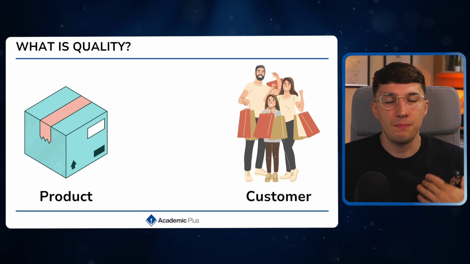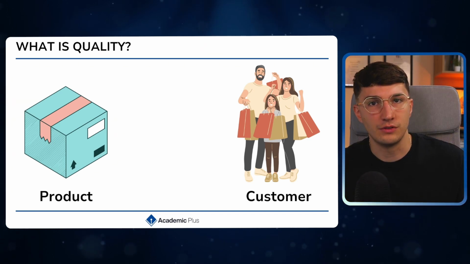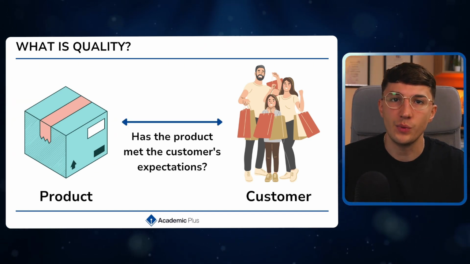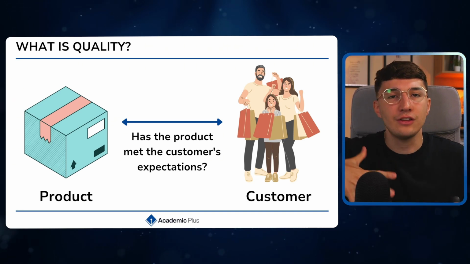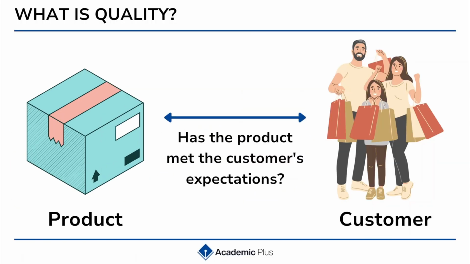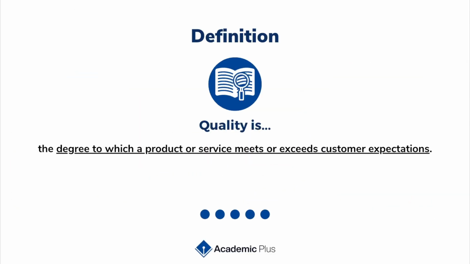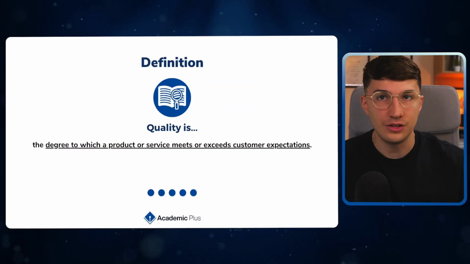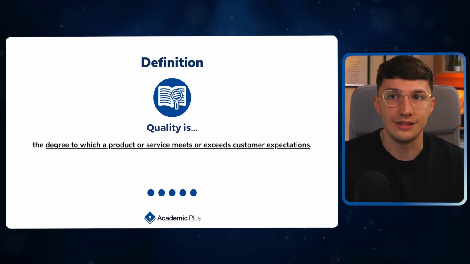Now, essentially, businesses sell products to their customers. And when we look at quality, we want to identify, has the product met the customer's expectations? Because that's essentially what quality looks at and measures. Quality is the degree to which a product or service will meet or exceed customer expectations. Now, we treat quality as a measure of excellence. The more it meets or exceeds our customer expectations, the higher the quality of the product.